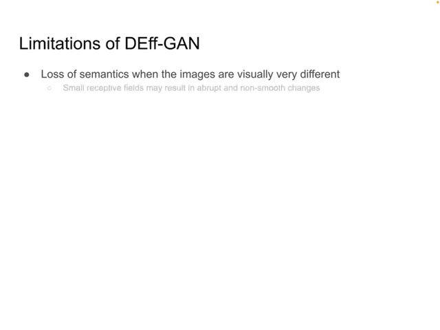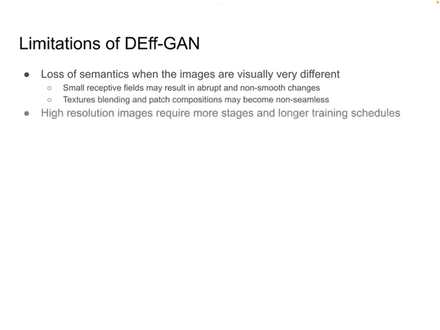When the input images are visually very different, there may be abrupt and non-smooth changes, leading to non-seamless texture blending and patch composition. When we generate with a smaller number of scales or stages, the effective receptive field at the coarser scale is smaller, allowing the model to capture only finer textures. The solution to this is to increase the number of scales, where structures of larger support emerge and the global object arrangement is better preserved. As a result, high-resolution images require more stages and longer training schedules.